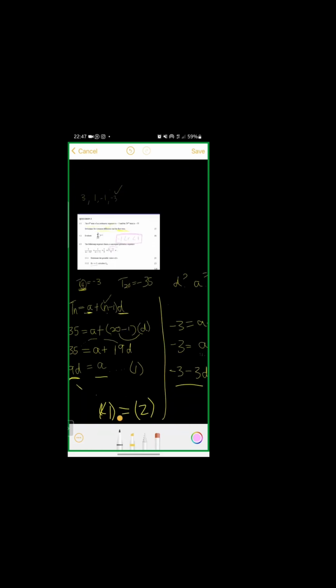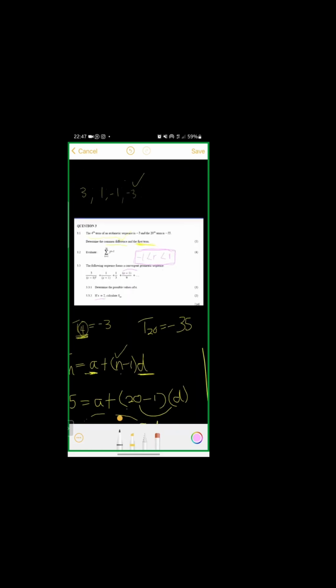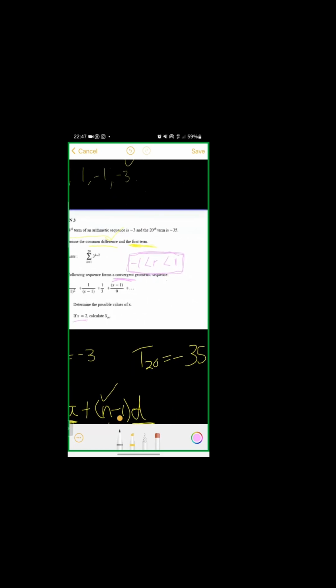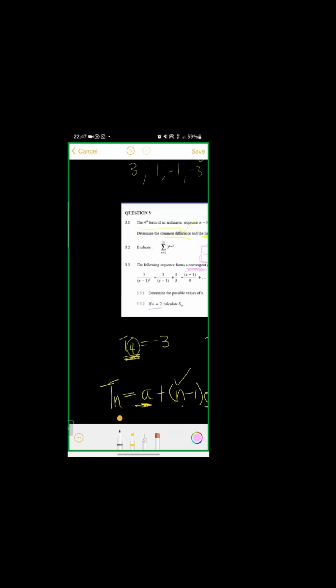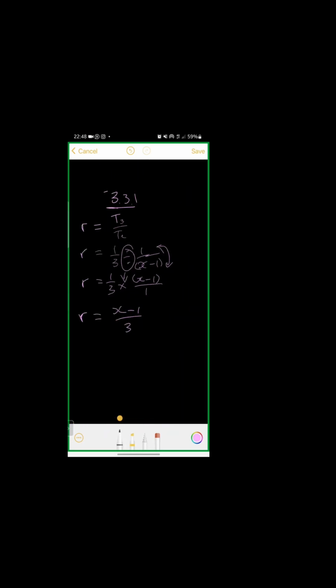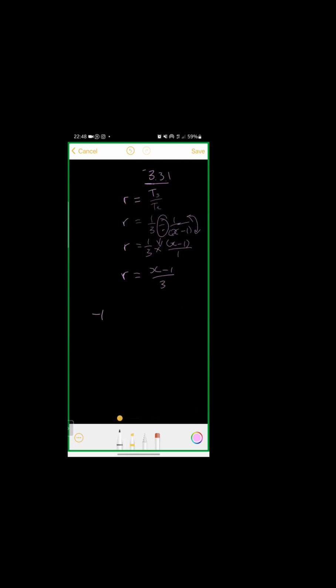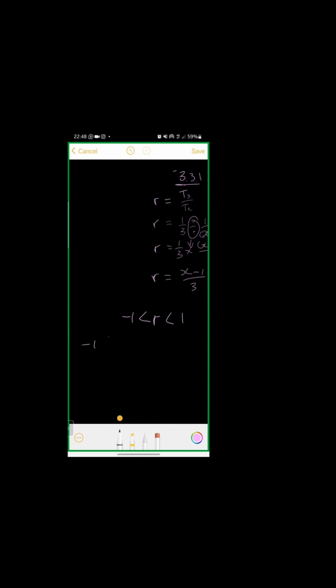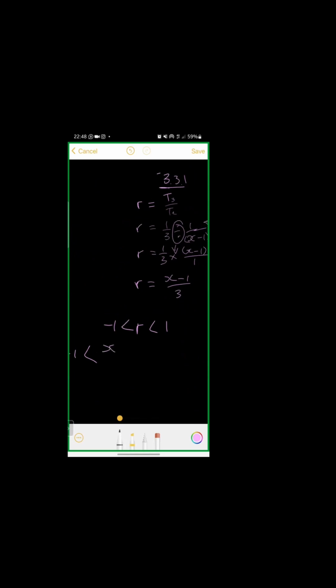So they're asking for us to determine the possible values of x, right? And we've been told that there's a convergent geometric series. We understand that our ratio needs to lie in between -1 and 1, right? So let us replace it into that formula. -1 is less than r, which is less than +1. Our r, we have solved it, so it's x minus 1 over 3, right?